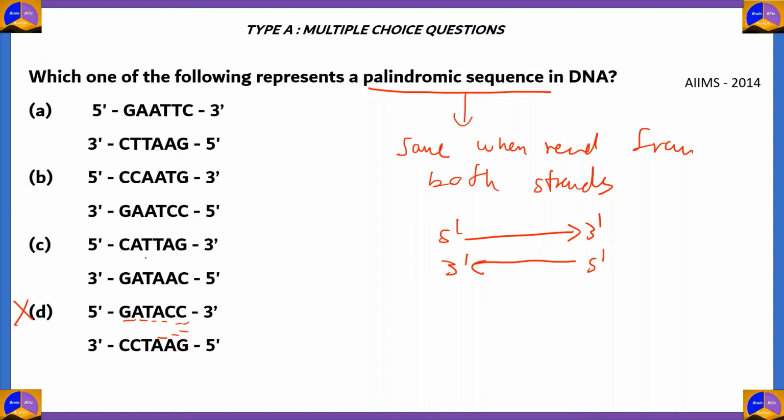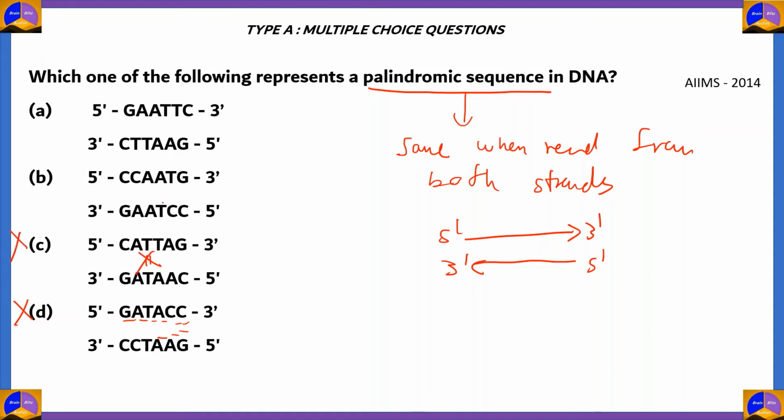Option C. 5' to 3', the first strand reads CATTAG. However, for the second strand, it reads CAATAG. So in the first strand, there are 2 T's. However, in the second strand, there are 2 A's. Another objection that we can see is that thymine is bonded to thymine. Again, not possible. So option C is incorrect.